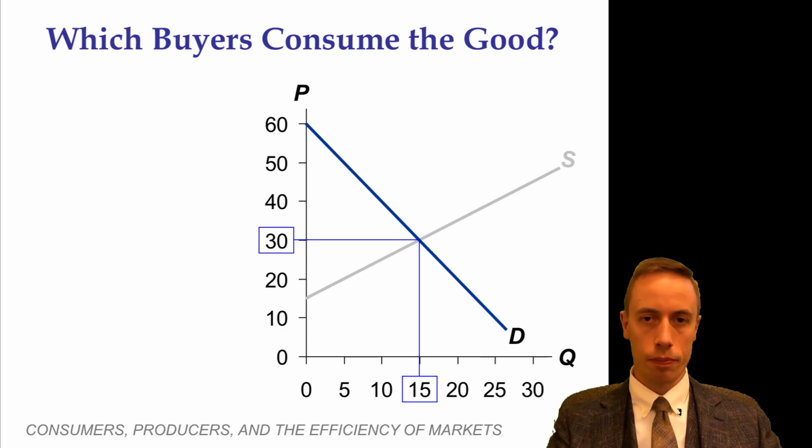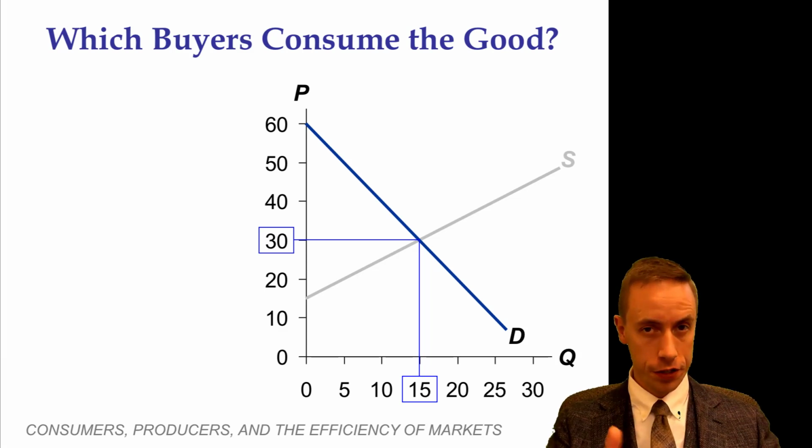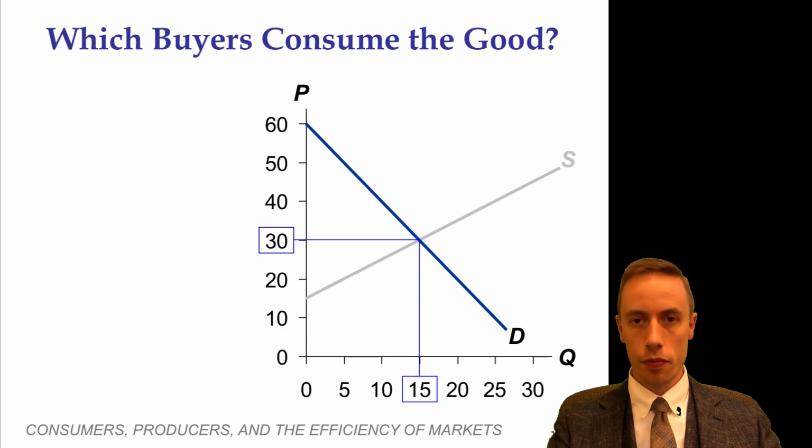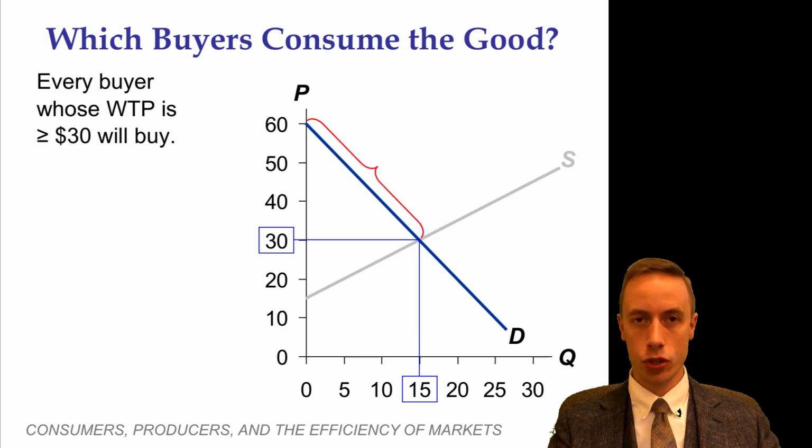Now look at this demand curve. In the equilibrium, not everybody who wants a shoe actually ends up with a shoe. Only 15 pairs of shoes are sold. But who buys those shoes is not random. The people whose willingness to pay is greater than or equal to the price buy the shoe. I've indicated those 15 individuals with a red brace on the demand curve.